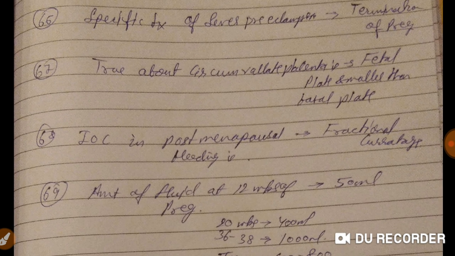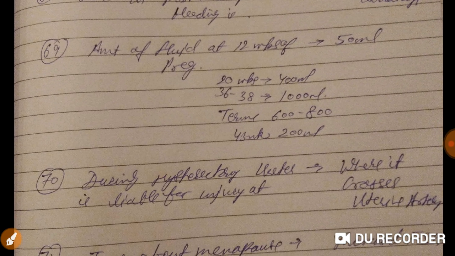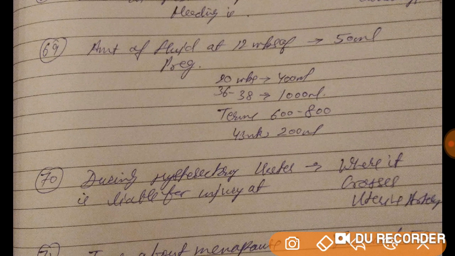Drug of choice in eclampsia is magnesium sulfate. True about circumvallate placenta is fetal plate is smaller than basal plate. Investigation of choice in postmenopausal bleeding is fractional curettage. Amount of amniotic fluid at 12 weeks of pregnancy is 50 ml, at 20 weeks 400 ml, at 36 to 38 weeks 1 liter or 1000 ml, at term 600 to 800 ml, at 43 weeks 200 ml.